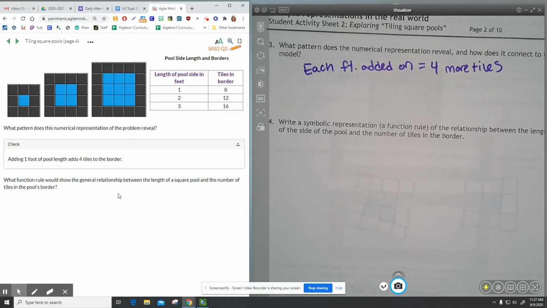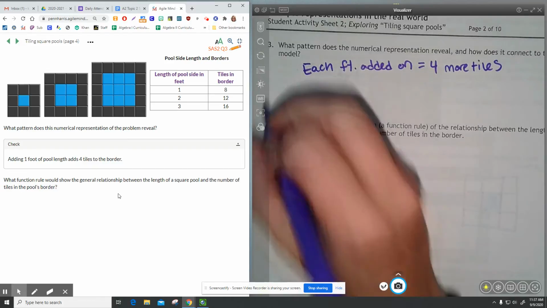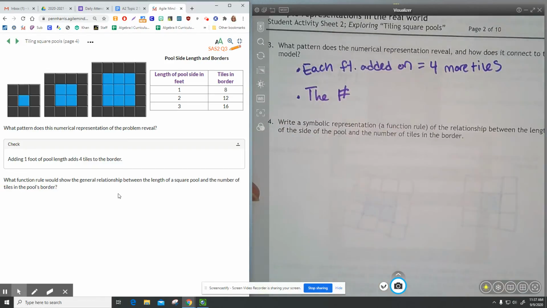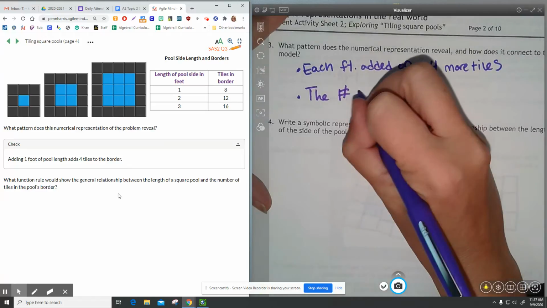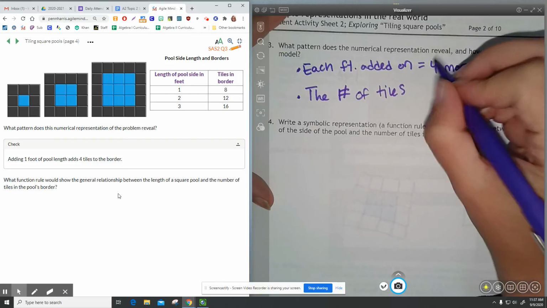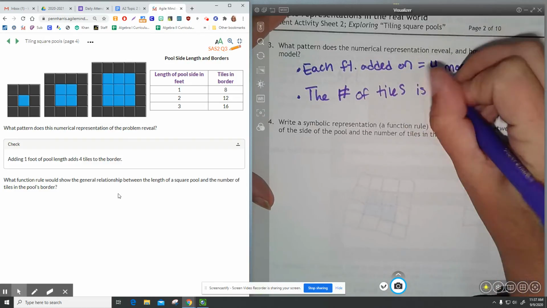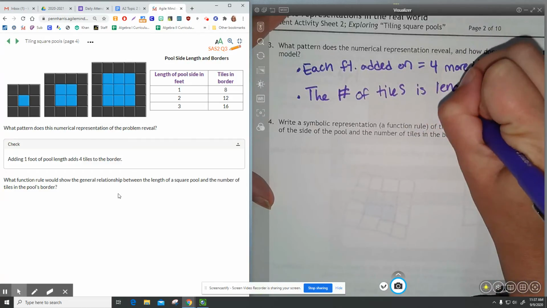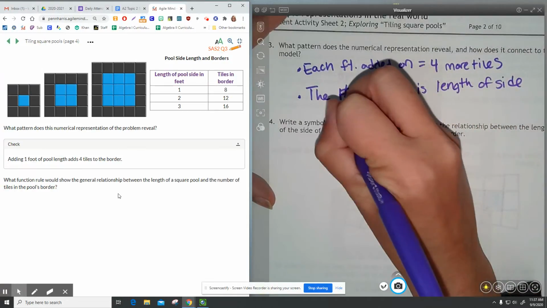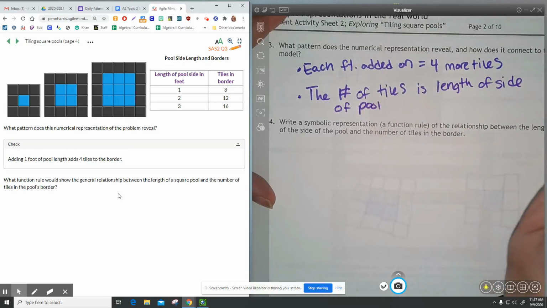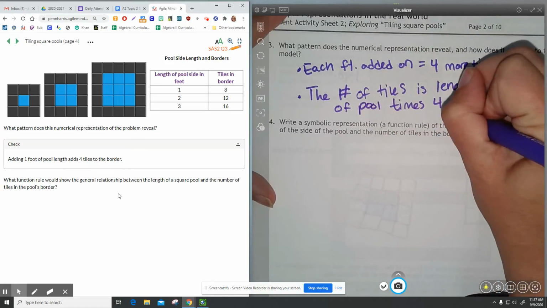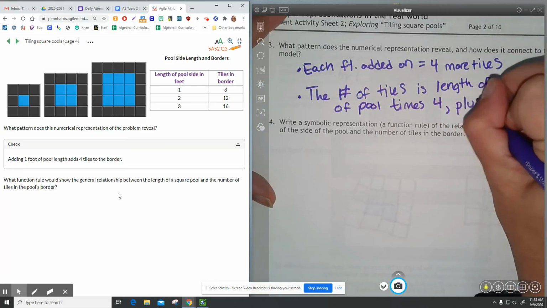So something else I do want to note is that the number, and I'm going to shorthand this, the number of tiles in the border is the length of the side of the pool times 4 plus 4 tiles on the corners.